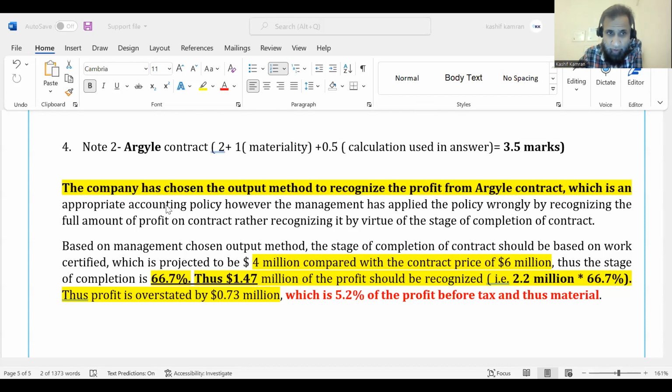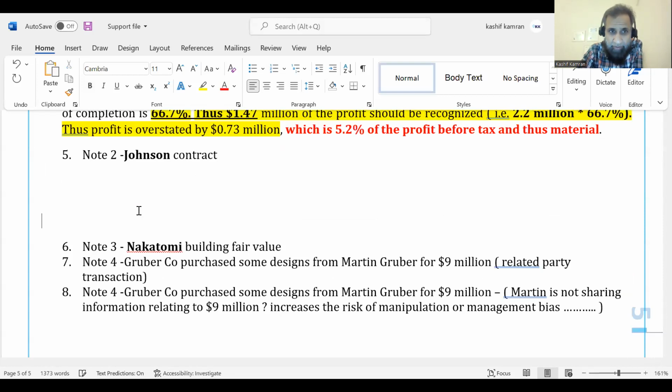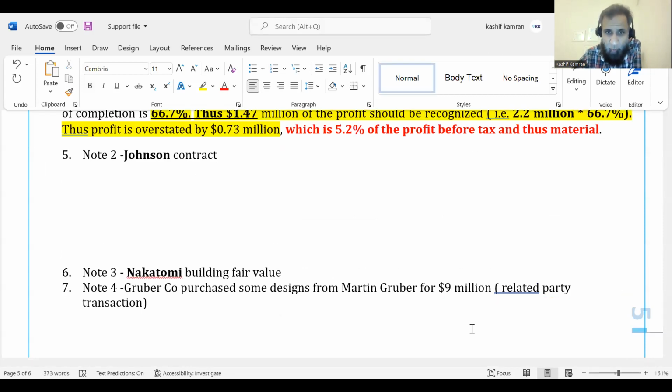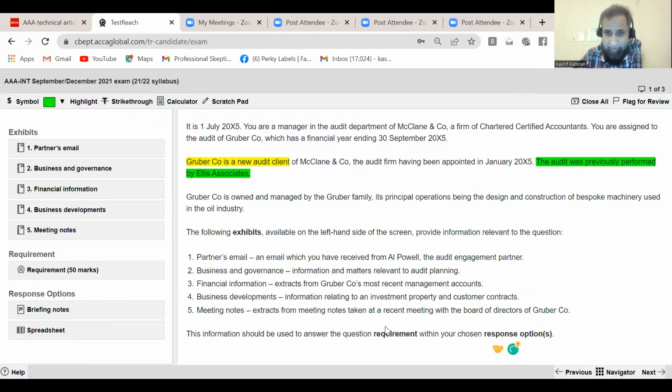Move on. Johnson contract. Do we have a value in the Johnson contract? If you go back to note number 4, we look at the Johnson contract. Exhibit number 4. Do we have a value? Loss of $840,000. So do we have a loss value? So can we find the materiality? Yes.